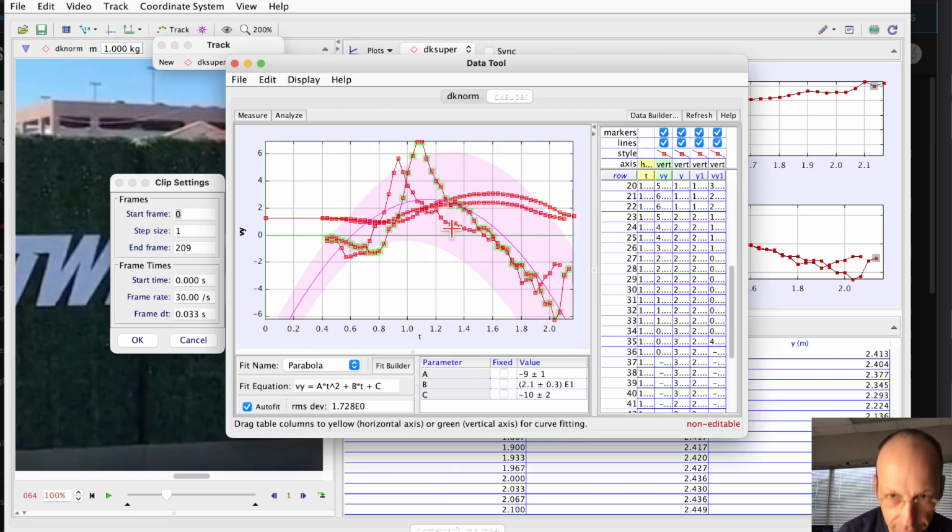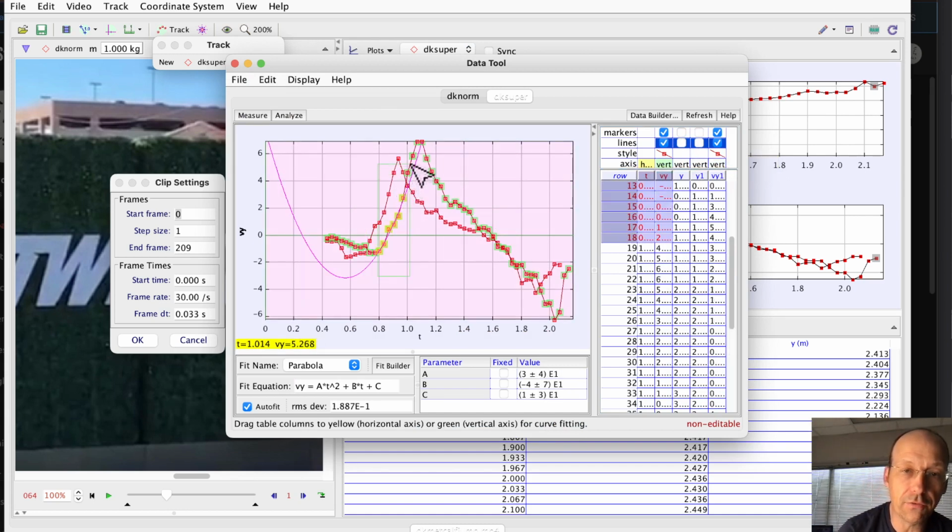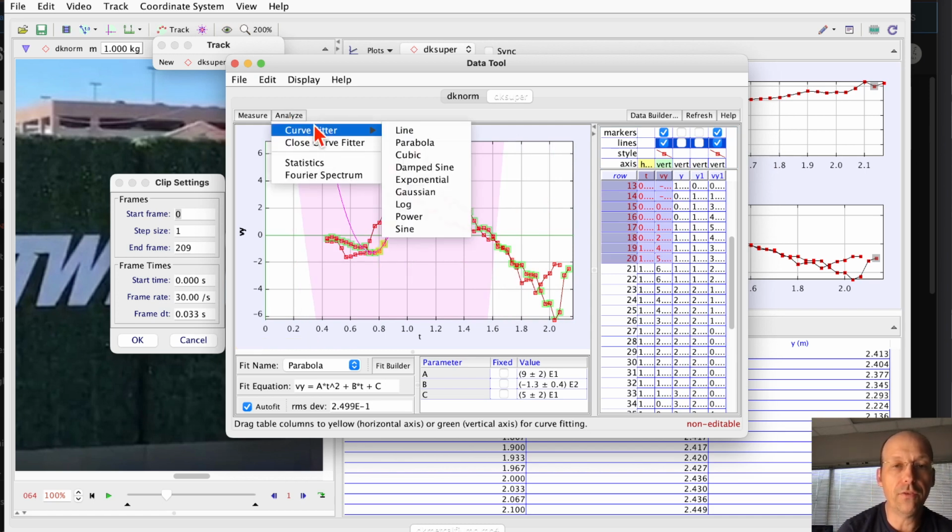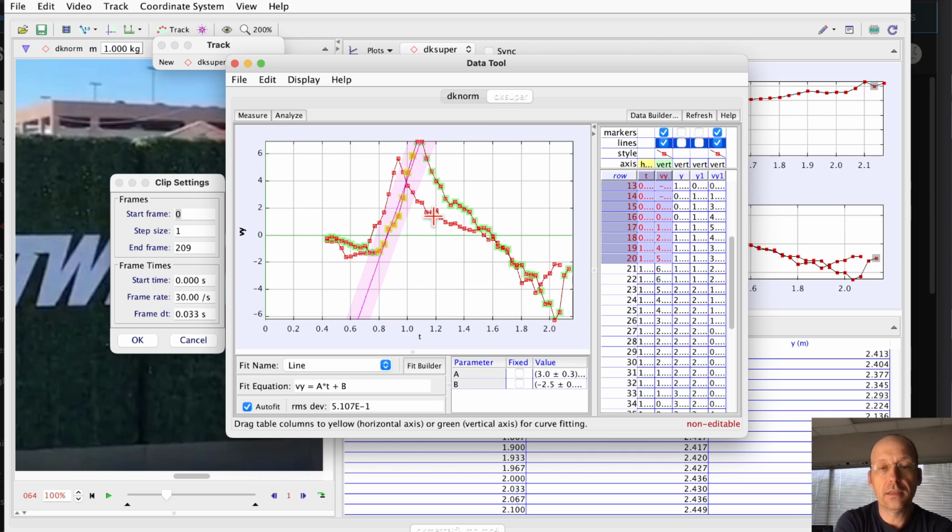And I don't know that I can easily, let me turn off these Y's. I don't want the Y. I don't want the Y. So now I just have velocity. So let's just fit a linear function to that part of the data right there. Analyze, curve fit, line. Oh, that's the jump. That has to be why he's jumping, if his velocity is increasing. But this, let's see, that must be during the jump.